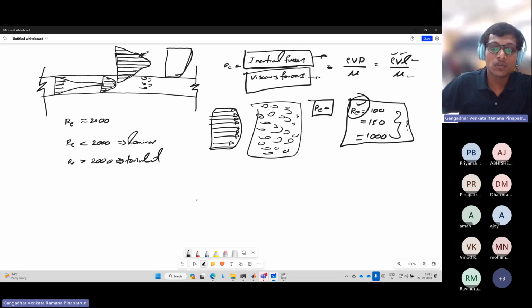Now let's calculate the Reynolds number that we are going to use in our simulations.